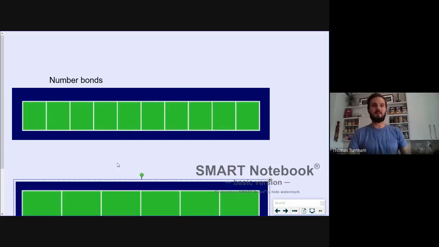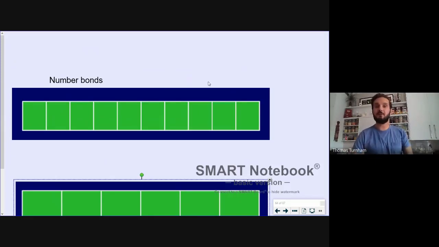We all know number bonds. If I said here's a 10 frame and I've got 5, what do you need to add to 5 to make 10? You'd all be able to tell me quite quickly 5. Well, actually, what we were doing yesterday is no different. We had tenths and we've got 5 tenths. What do we have to add to 5 tenths to make 1 whole? Well, it's another 5 tenths.